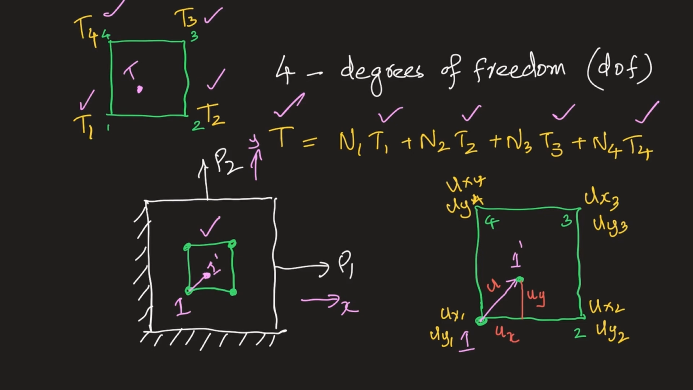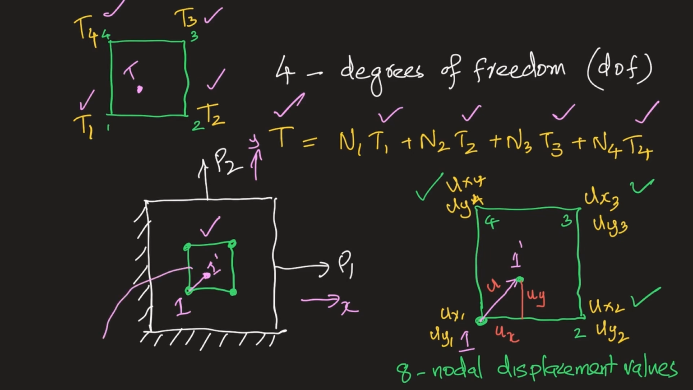So at node 1, ux1 and uy1, at node 2, ux2 and uy2, node 3, ux3 and uy3, and node 4, ux4 and uy4. Therefore, 8 nodal displacements are required for this element. Therefore, we can say this element has 8 degrees of freedom and this element has 4 degrees of freedom. We will discuss the types of elements later.